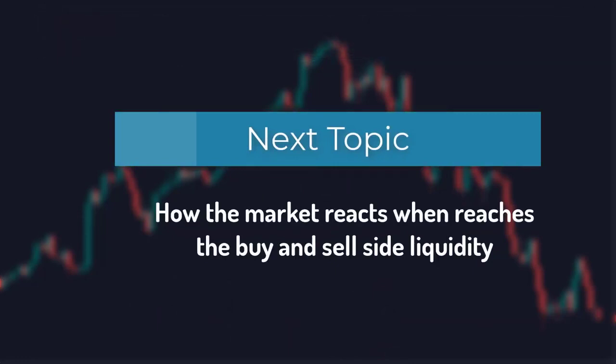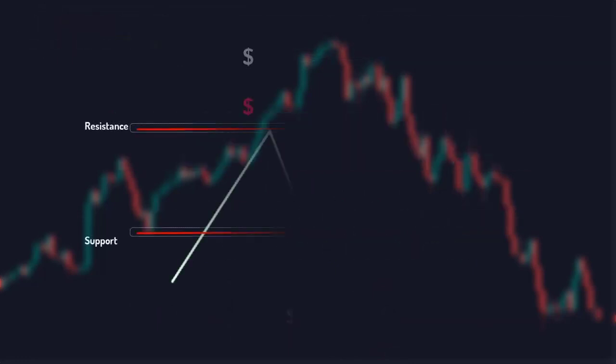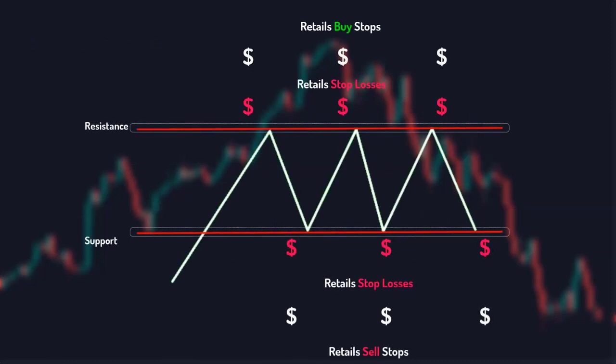Now let's see how the market reacts when it reaches the buy and sell side liquidity. Let's say the price is moving towards equal highs and retail traders are selling as the price reaches the resistance level, placing their stop losses above it. Now, if the price pushes upward and breaks through the resistance level, it not only triggers the stop losses of retail traders who entered short positions, but also generates massive buying pressure as these short positions are recovered.